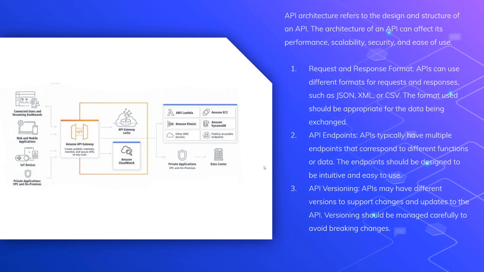So for the best API architecture, we need to follow all these points, like the request and response format should be in formats such as JSON, XML, CSV, and the API endpoint should be designed to be understandable, so there is no confusion. We need to maintain standard names for the endpoints, and also we need to maintain some versioning as well. So we need to follow all these aspects to maintain the best API architecture.